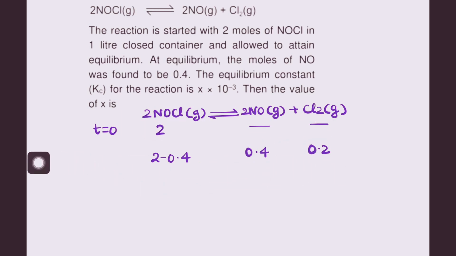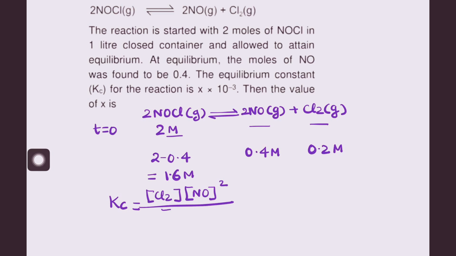Simply mole concept. So at equilibrium, NOCl amount is how much? 1.6. NO is 0.4 and Cl2 is 0.2. This is 2 mole in 1 liter, so we can also write 2 molar concentration, in molarity as well because the volume is 1 liter. Now they are asking you the Kc. Kc will be the concentration of Cl2 into concentration of NO to the whole square divided by concentration of NOCl to the whole square.